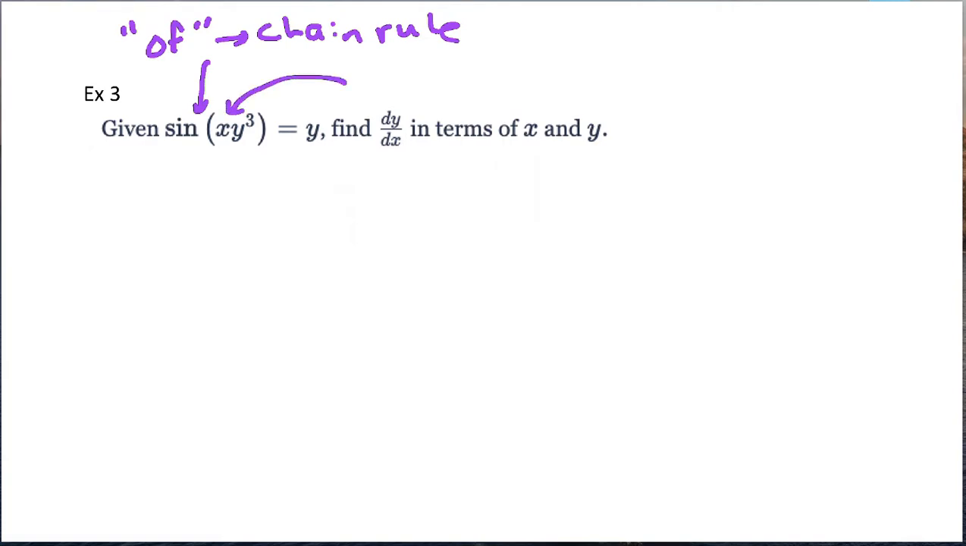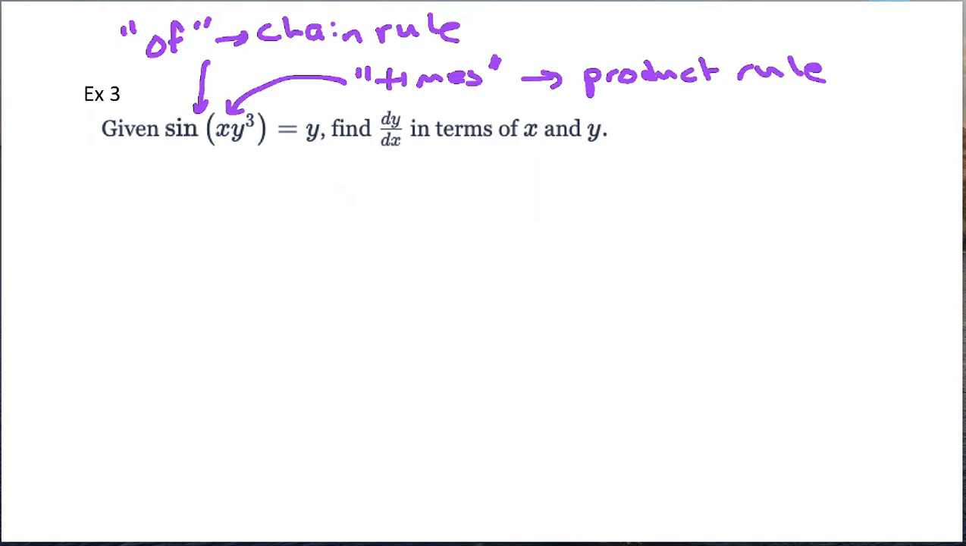Right in here, the word "times" is said. That is a product rule. So we can use both of these rules. So you think about how I read this out loud: the sine of the quantity x times y cubed equals y. So I'm going to use the product rule and the chain rule on this all at once. It's going to be messy. Don't freak out. We're just going to get through it.